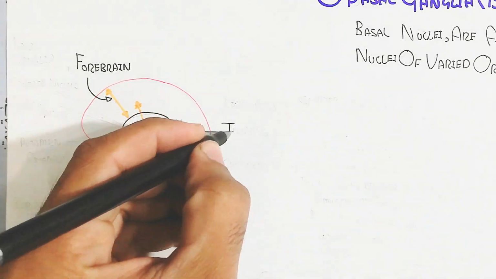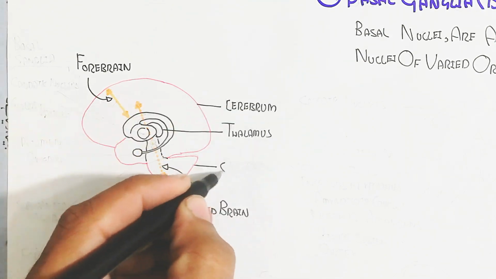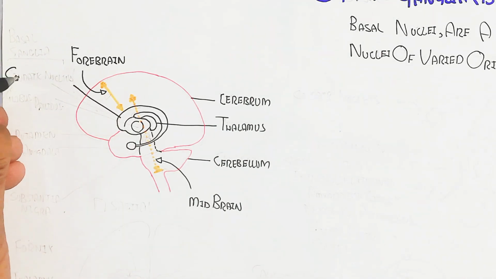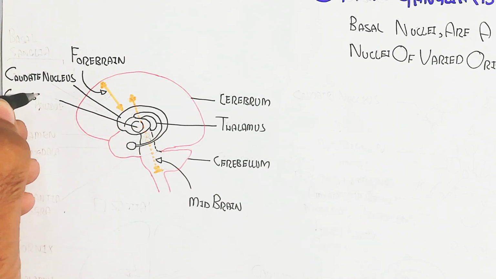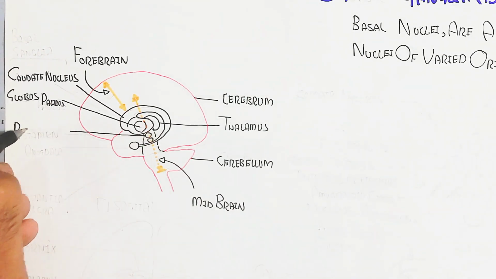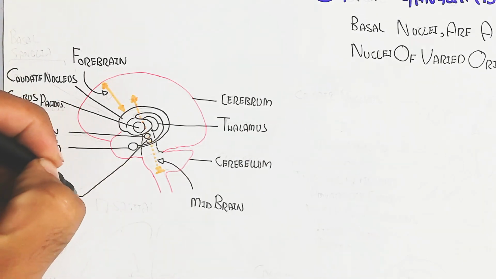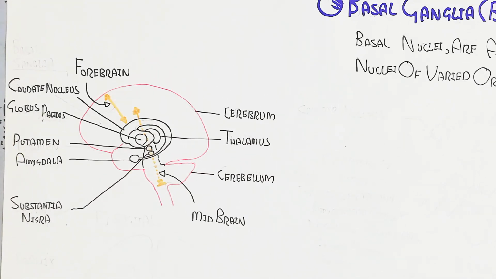Let's begin to understand. This is the thalamus, remember, and this is the cerebrum. And this is the cerebellum, used for the control of motor movement. This is the caudate nucleus and the globus pallidus, the putamen nucleus, and this is the amygdala and the substantia nigra. This is the sagittal view, remember.